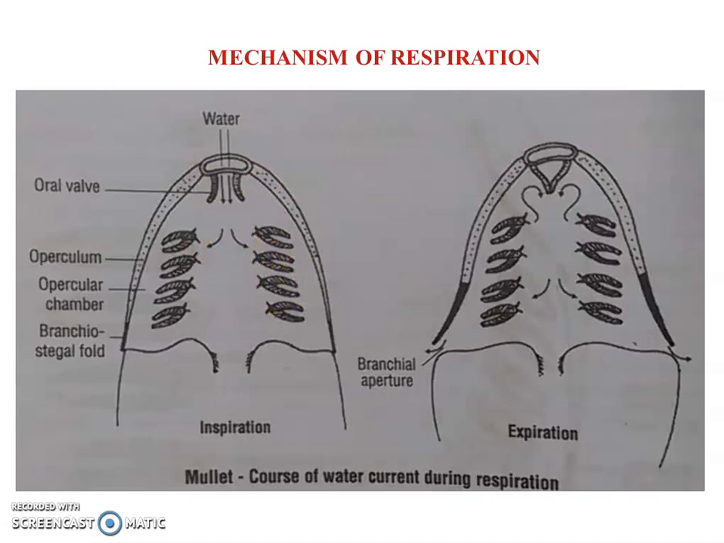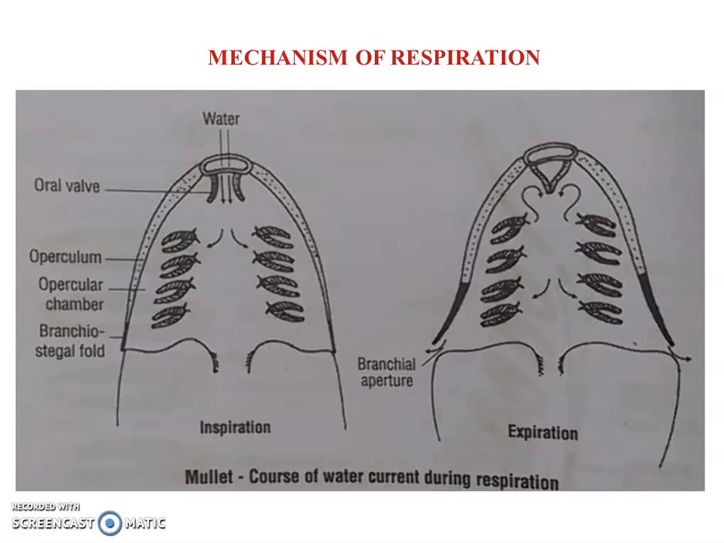Now, respiration, or the breathing movements, occur in two steps, that is inspiration and expiration, or inhalation and exhalation. Inhalation involves the inflow of water from outside to the extrabranchial chamber. So, water enters through the buccal cavity to the pharynx, and from there through the gill slits to the gill chamber. Okay, extrabranchial chamber, right? And expiration involves the outflow of water from the gill chamber through the branchial aperture to the outside. So that is the inspiration, expiration.